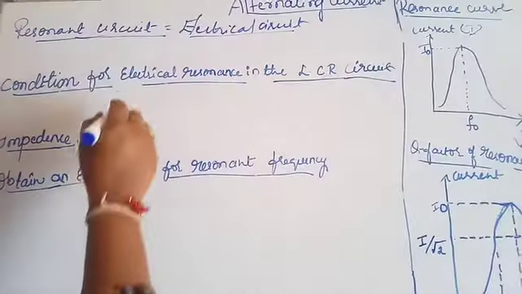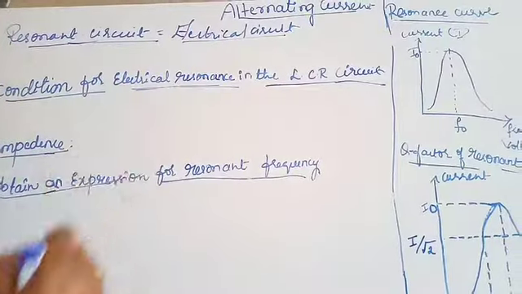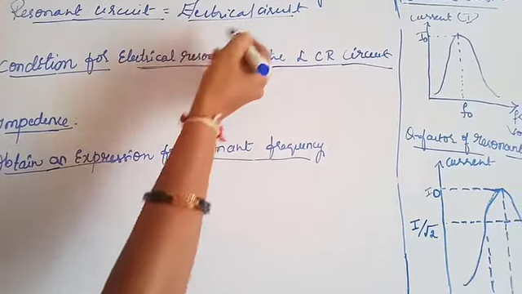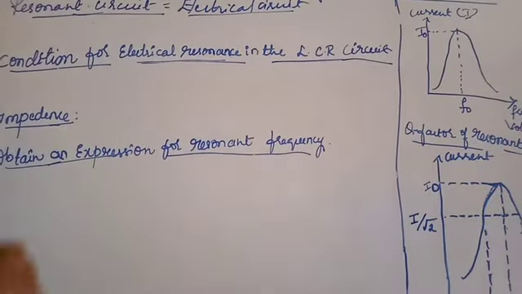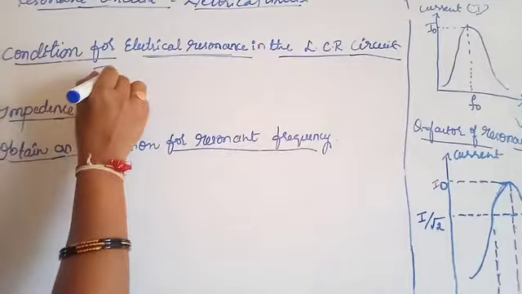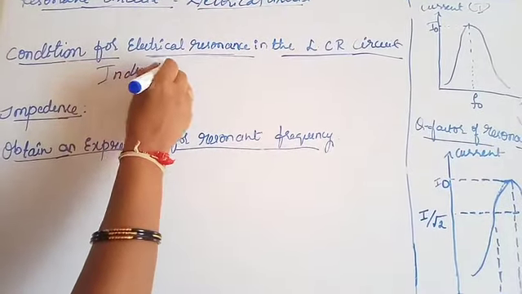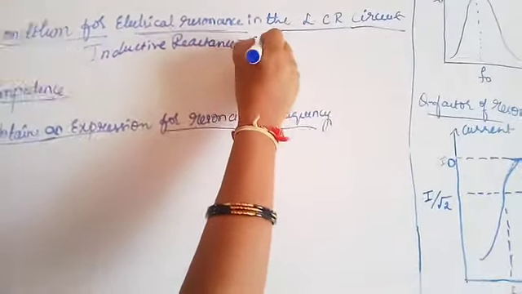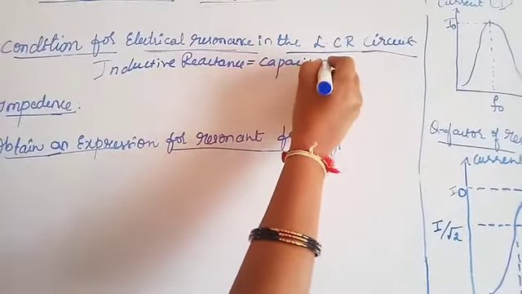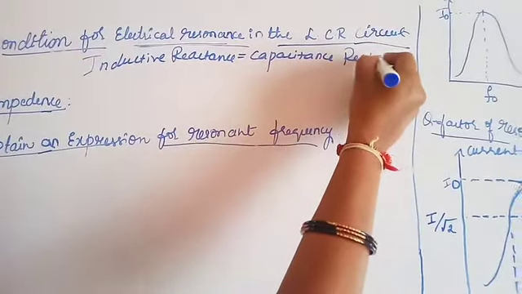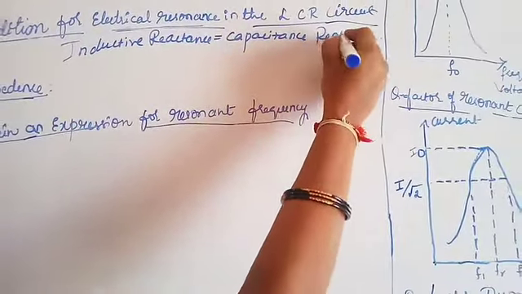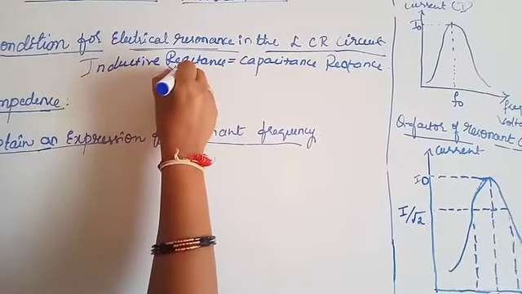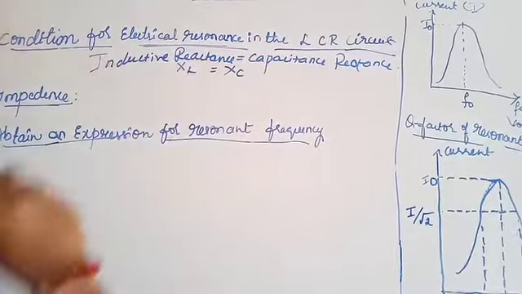Then next, what is the condition for electrical resonance in the LCR circuit? So what is the condition here? The inductive reactance is equal to the capacitive reactance. That is, XL is equal to XC.